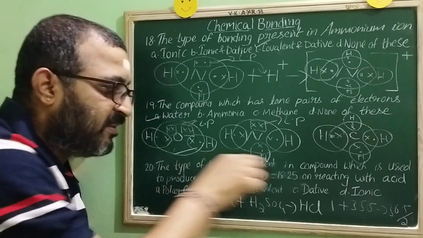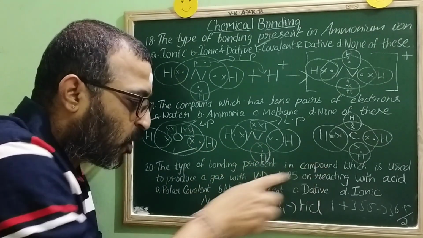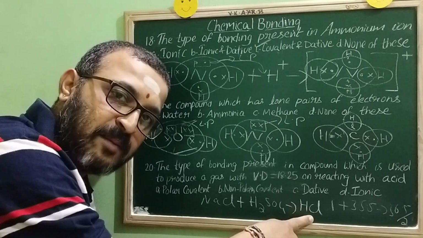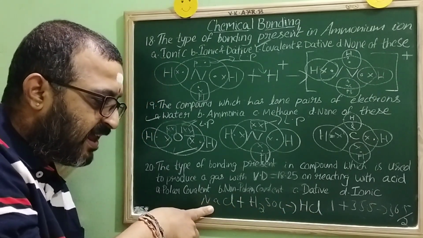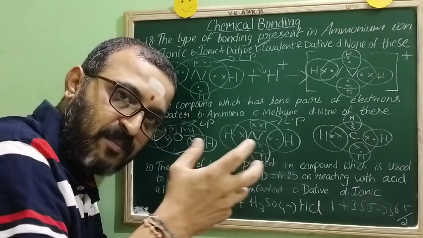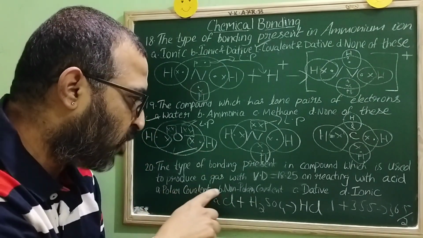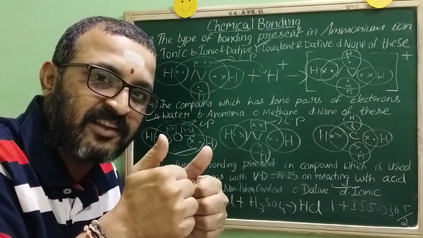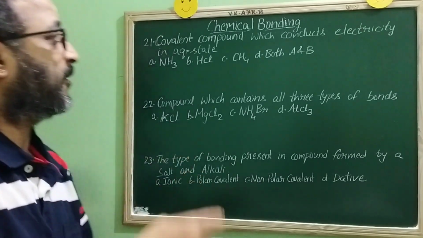HCl. Now, in this question, they are asking about the type of bonding present in the compound which is used to produce a gas with vapor density 18.25 on reacting with acid. So, the compound is NaCl, where we have a metal and non-metal. So, the type of bond present in this one is ionic bond. Do we have this option? Yes, it is option D. Is it clear, children?